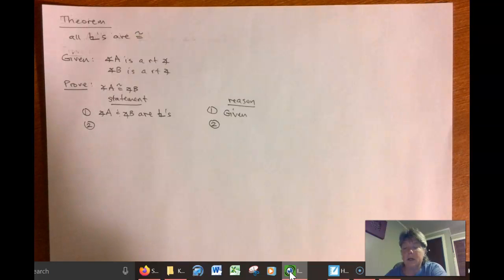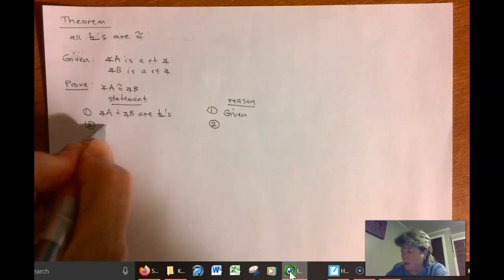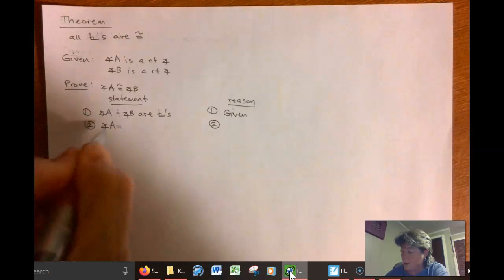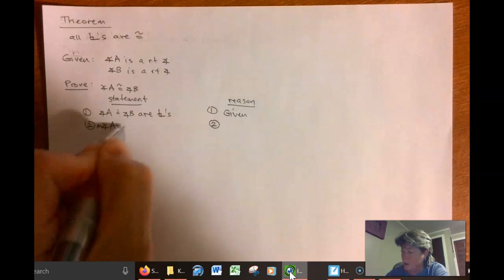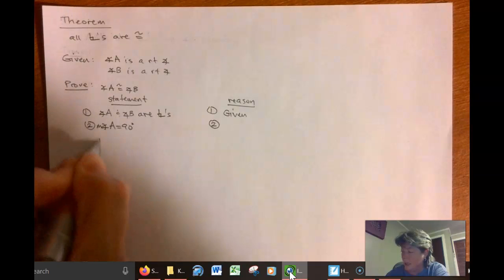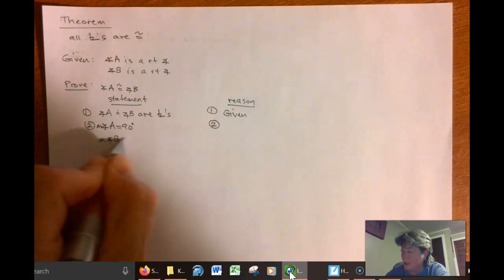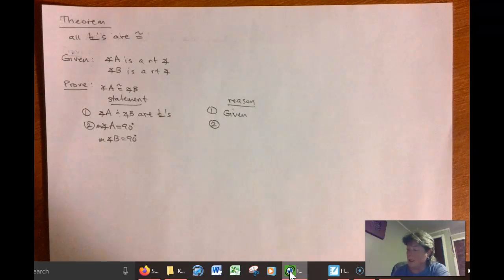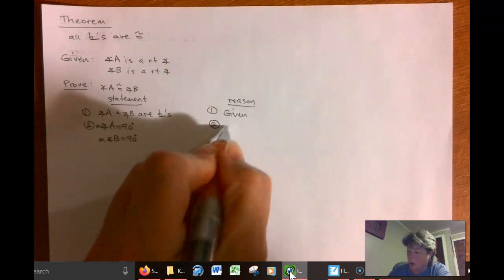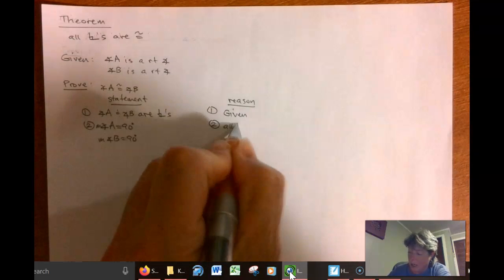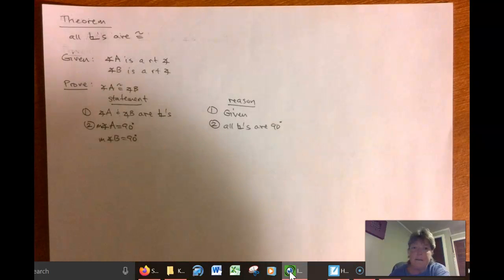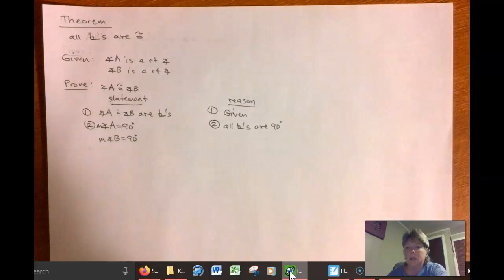to be right angles. An angle is a right angle if the measure of it, so the measure of angle A is 90 degrees, and the measure of angle B is also 90 degrees. And now we have to give a reason for that. The reason for this is that all right angles are 90 degrees, right? That's kind of the definition of a right angle.